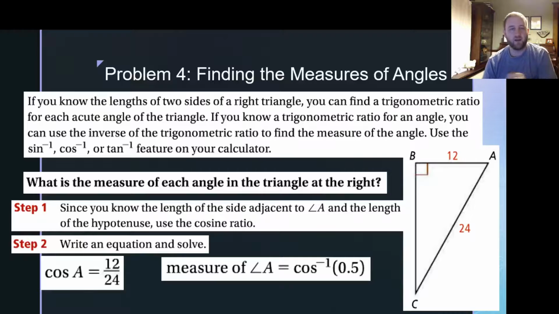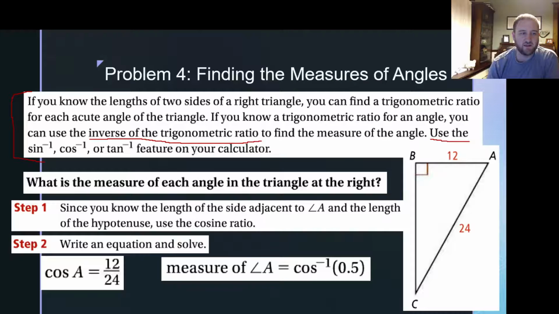Okay? And then problem 4, finding the measures of angles. So here it says, if you know the lengths of two sides of a right triangle, you can find a trigonometric ratio for each acute angle of the triangle. If you know a trigonometric ratio for an angle, you can use the inverse of the trigonometric ratio to find the measure of the angle. Now, if you don't know what the inverse is, I'm going to show you what that is here. It's going to help you find the missing angles.